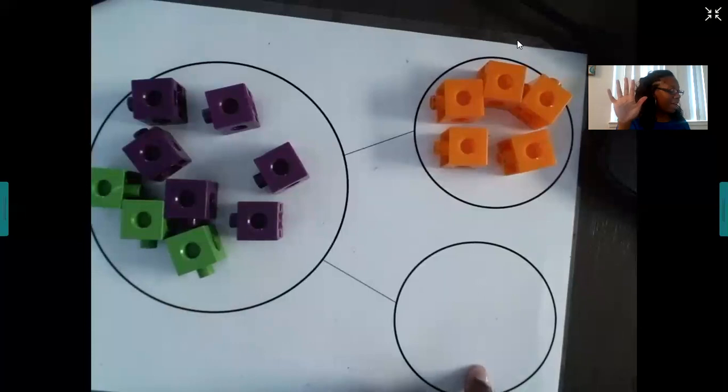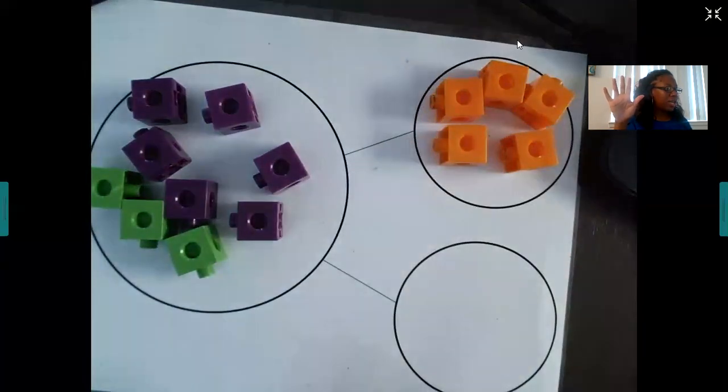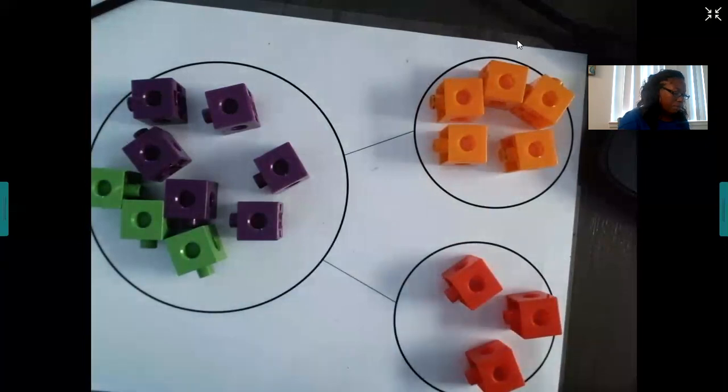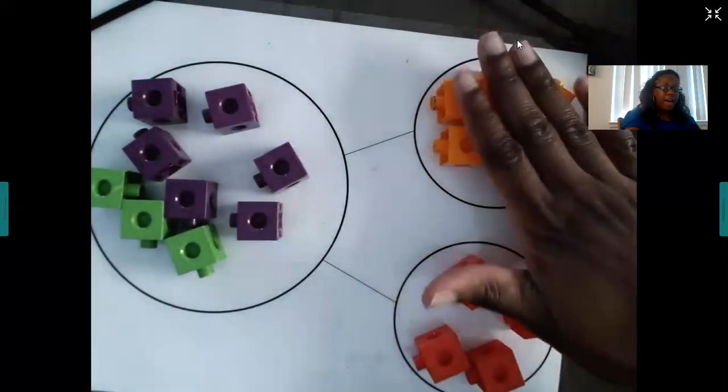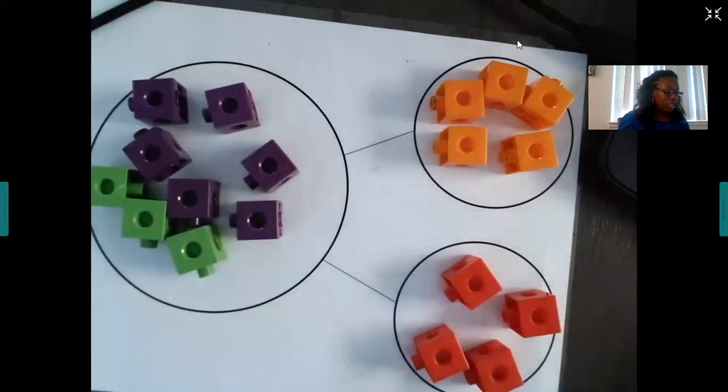Well, if I have 5 and I need to get to 9, 1, 2, 3, 4, 5. How many more can I count up till I get to 9? 6, 7, 8, 9. So 4 would go in my second part. 1, 2, 3, 4. 5 and 4 make 9, which is our whole.